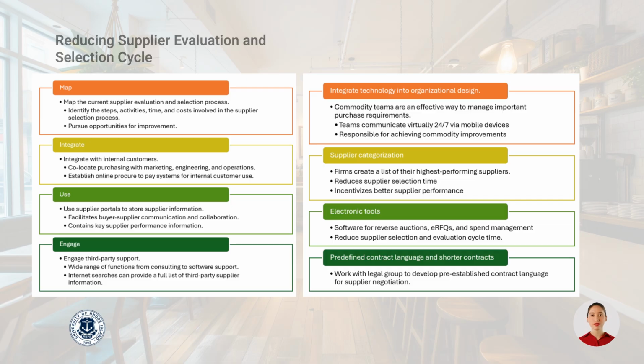Organizations can reduce cycle time by mapping current processes, eliminating redundancies, integrating with internal customers, and leveraging technology such as supplier portals and procure-to-pay systems. Third-party providers can also support data collection and analysis. In addition, technology-enabled commodity teams, electronic sourcing tools, supplier categorization systems, and predefined contract language all help streamline supplier evaluation and selection while improving consistency and speed.